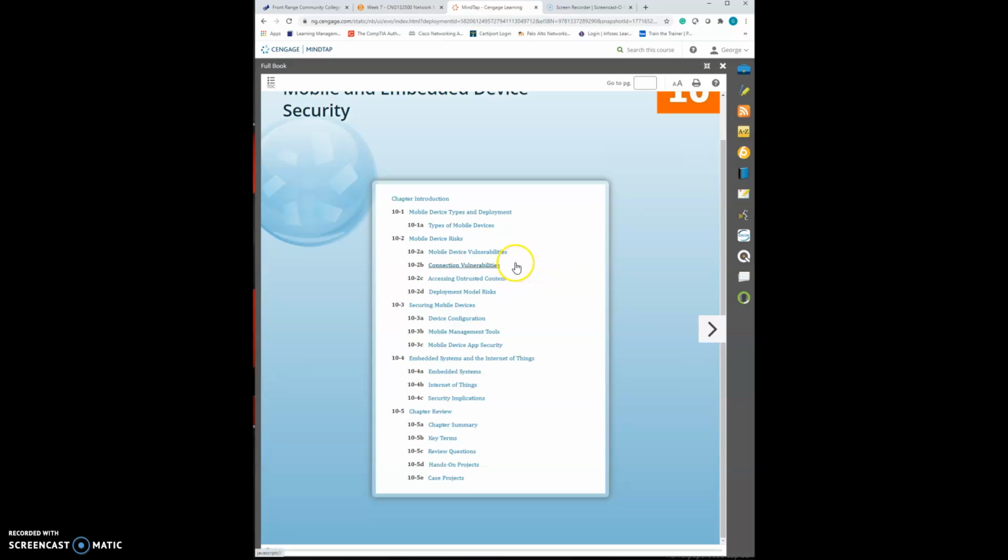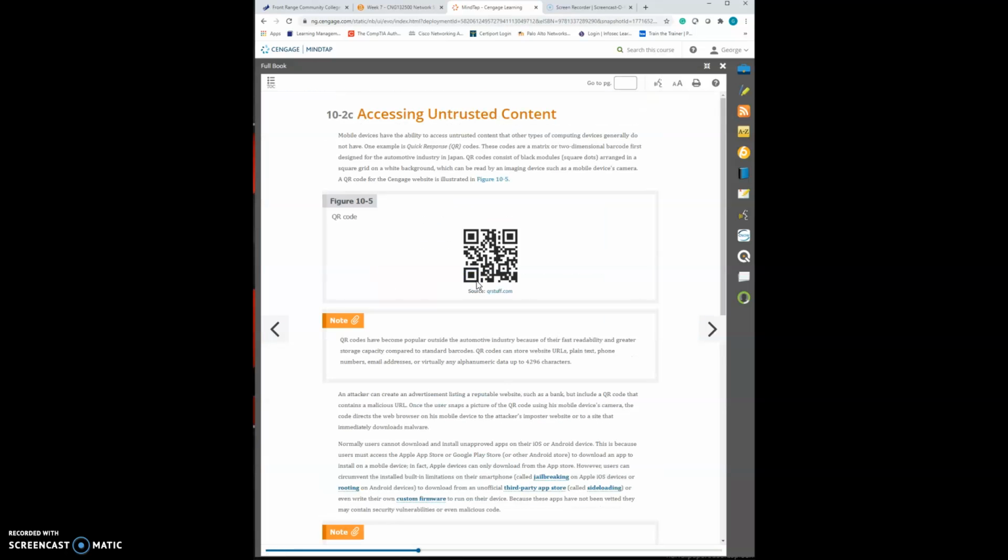Connection vulnerabilities, how to manage the mobile devices, using a MDM, mobile device management platform, accessing untrusted content. We look at QR codes, not really knowing where the QR code will take us. We're just given a code on where to go.